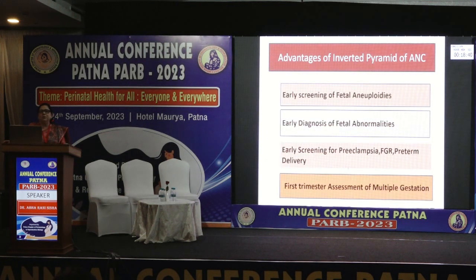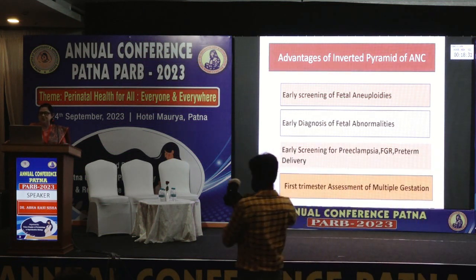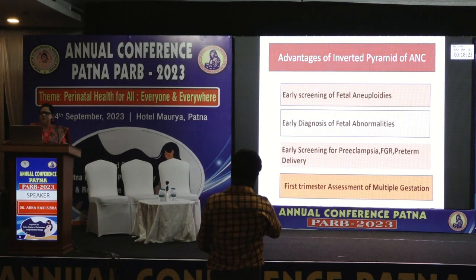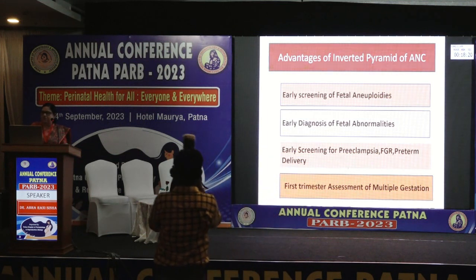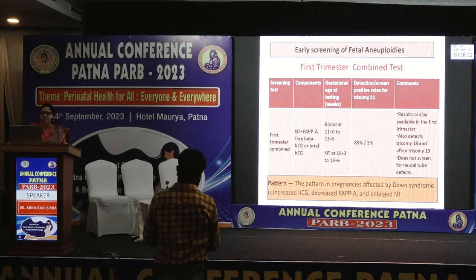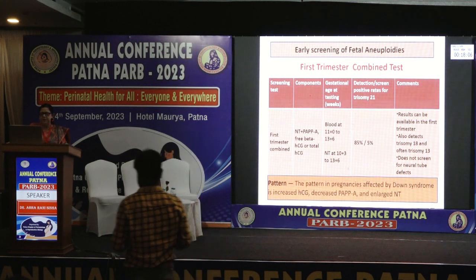Now, what is the advantage of having an inverted pyramid of ANC? We can do early screening of fetal aneuploidies. We had a very good lecture in the morning. Early diagnosis of fetal abnormalities, early screening of preeclampsia, fetal growth restriction, preterm delivery, and also first trimester assessment of multiple gestation. So the first thing, for screening for fetal aneuploidy, we know that the gold standard is the combined test, which combines nuchal translucency along with 2 important serum analytes like PAPP-A and free beta HCG.